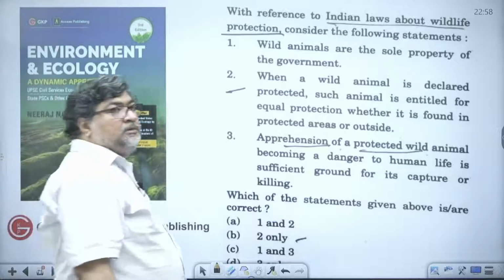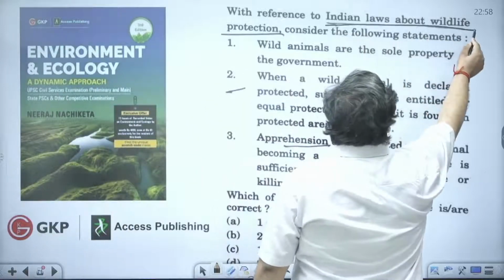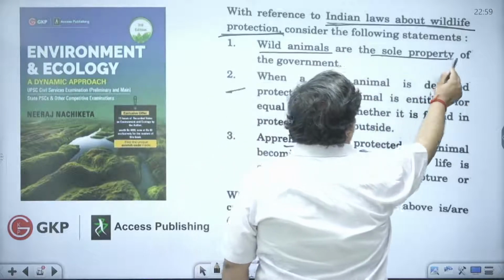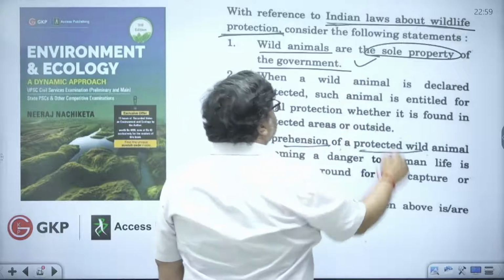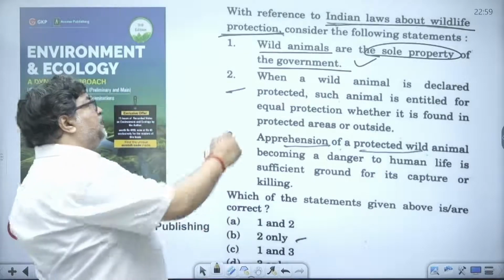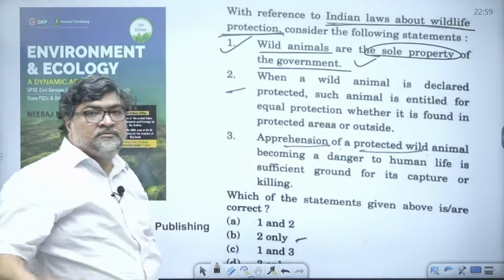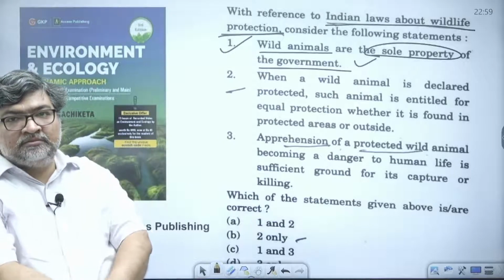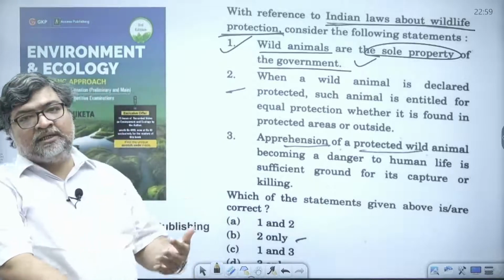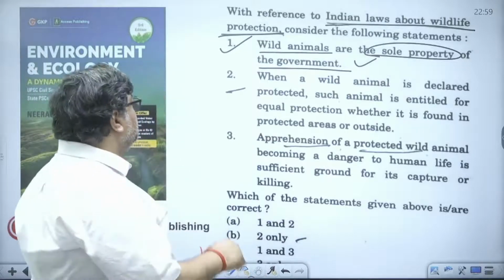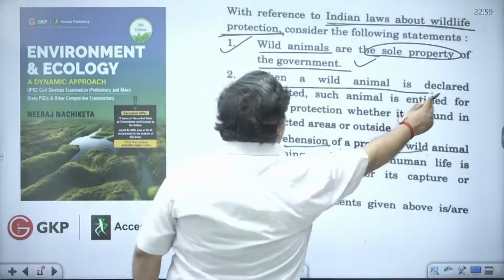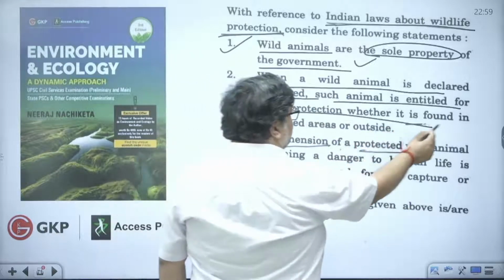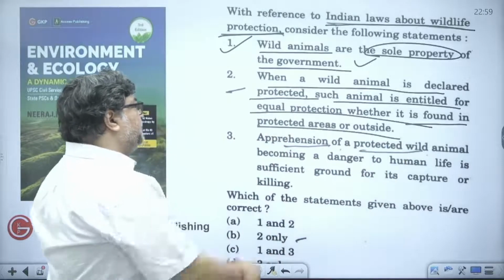Now look at this question. Wildlife Protection Act. Indian laws about wildlife protection, consider the following statements. Wild animals are the sole property of the government. That is correct. Under the Wildlife Protection Act, Section 39 and Section 11 say that wild animals are government property. Nobody can capture or kill them without government permission. Second, when a wild animal is declared protected, such animal is entitled to equal protection whether it is found inside protected areas or outside. That is also correct.